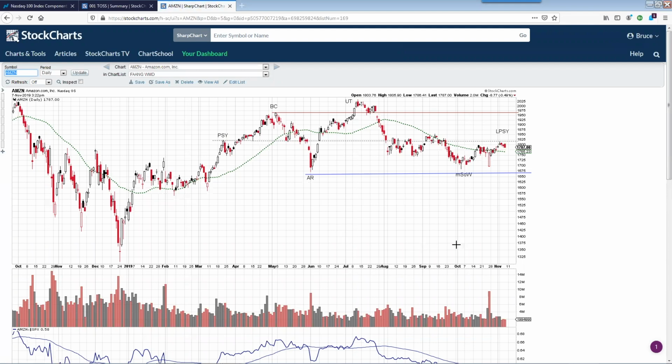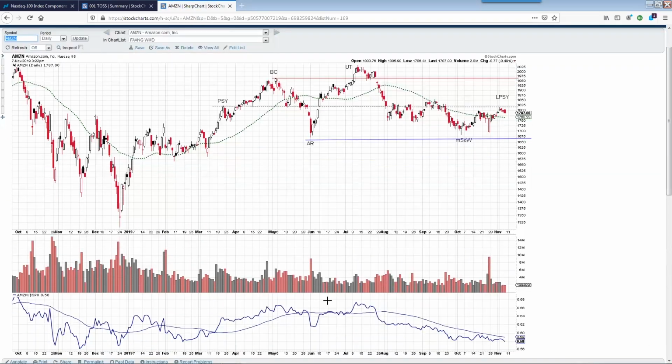So Amazon, look at the quality of the rally here and here, and look at the relative strength. Relative strength persistently down, down, down. So buying climax, automatic reaction. This is on the daily. This is the same time period we just looked at with Facebook. Upthrust to a new high, fails with very high volume on the failure. So we can see a lot of red volume bars in the declining area here. This indicates to us that supply is present.